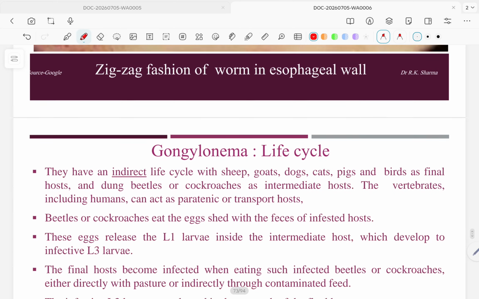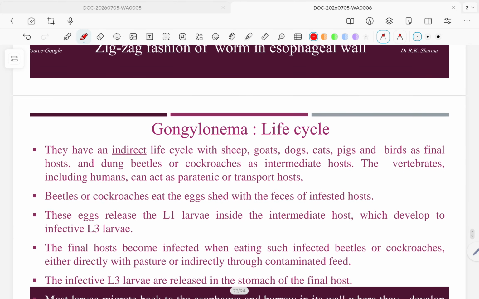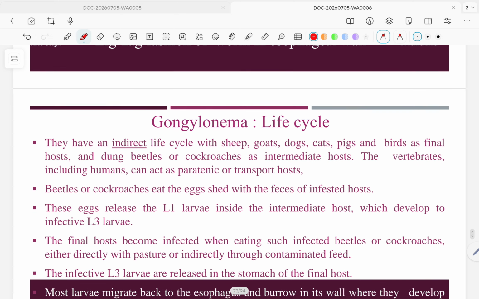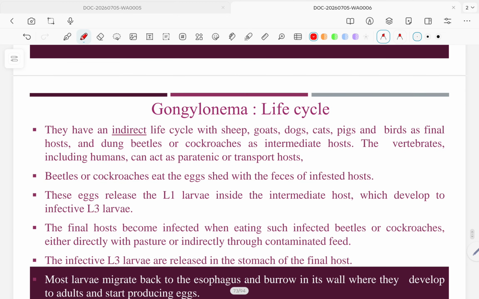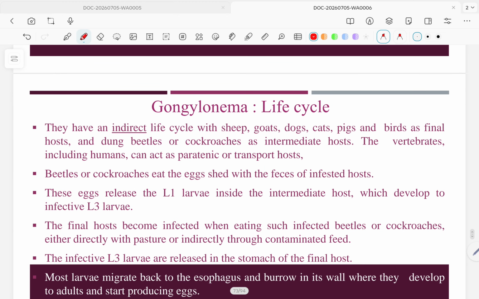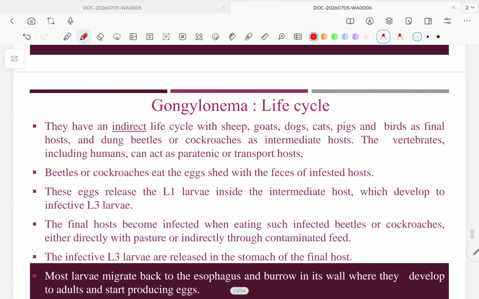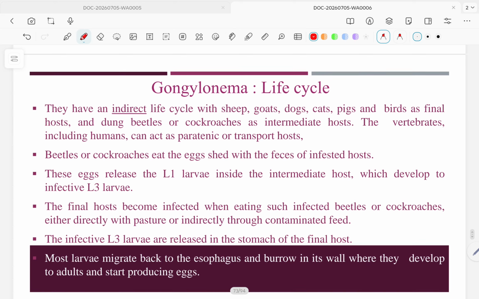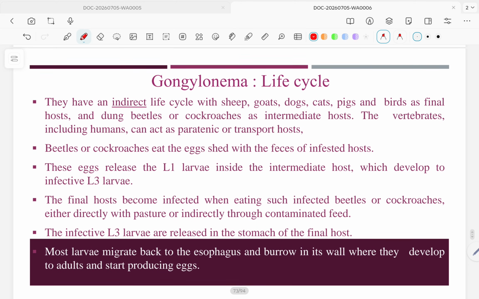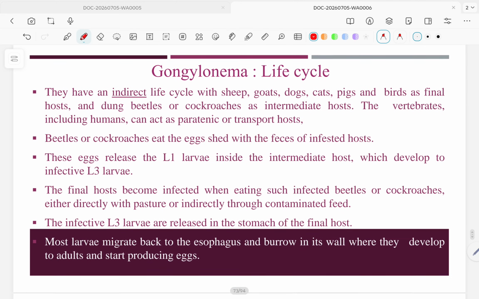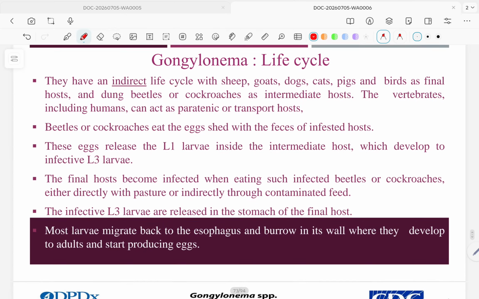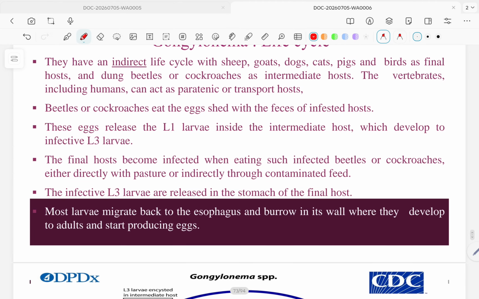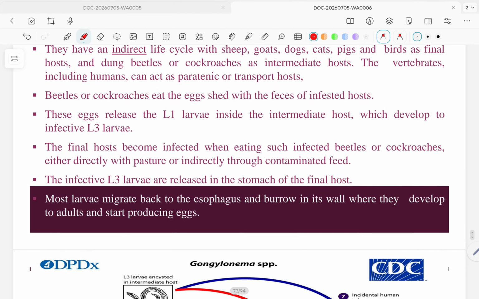Gongylonema life cycle. They have an indirect life cycle with sheep, goat, dog, cat, pig, and birds as final hosts, and dung beetle or cockroach as intermediate host. The vertebrates, including humans, can act as paratenic or transport hosts. Beetles or cockroaches eat the eggs passed with the feces of the infected host. The egg releases L1 larvae inside the intermediate host, which develop to infective L3 larvae.